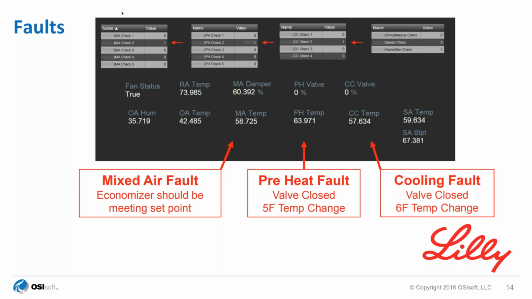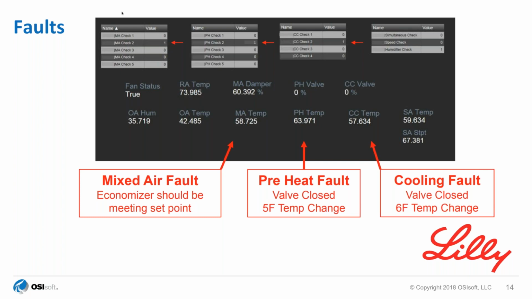And when you look across all of their air handlers, this was not an uncommon fault at all. But with a return air temperature of almost 74 and an outside air of 42, if you had the proper damper percentage, it would be completely feasible that your mixed air, your economizer, should meet your set point of 67 degrees. So just pure math calculating this, you could know that this should be at 67 degrees if it's right.